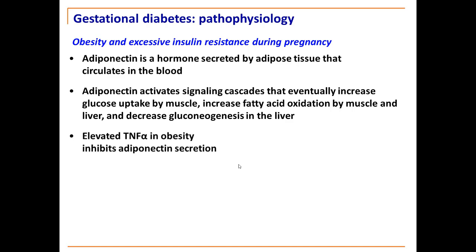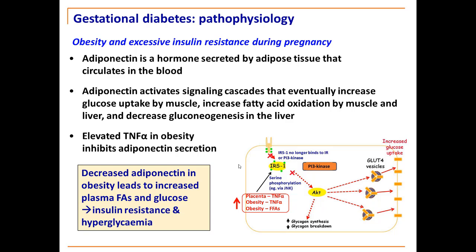So the problem is that the elevated TNF-alpha seen in obesity, which is released from your adipocytes, inhibits adiponectin secretion. So most people would think more fat cells, more adiponectin. But what actually happens is more fat cells, more TNF, less adiponectin. So therefore, the decreased adiponectin, which is seen in obesity, leads to increased fatty acids.